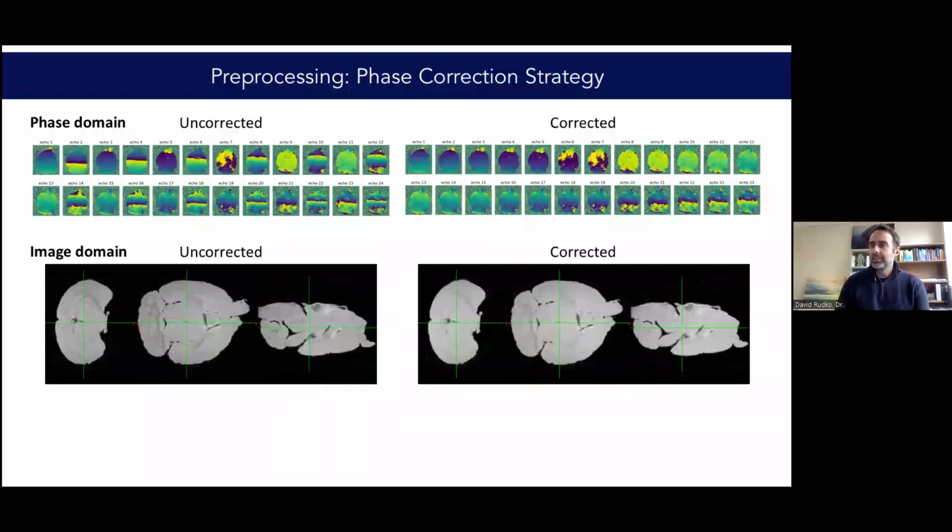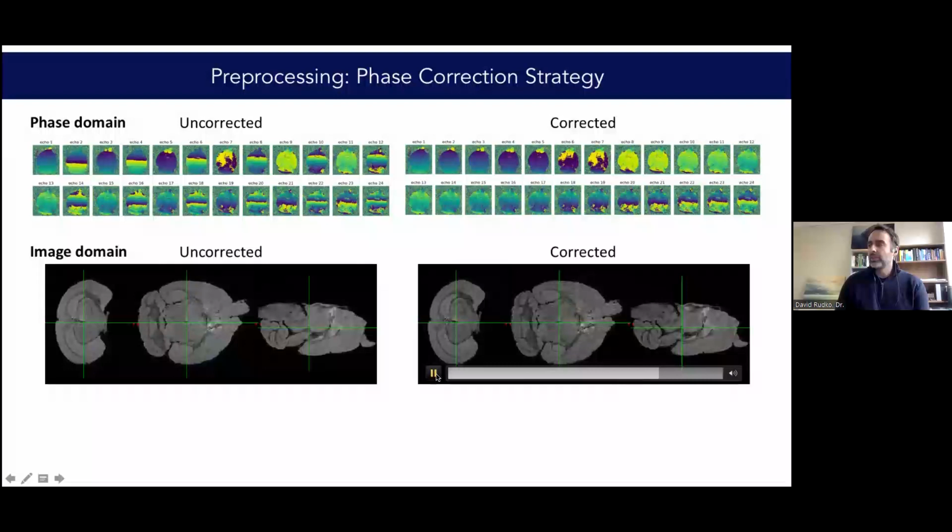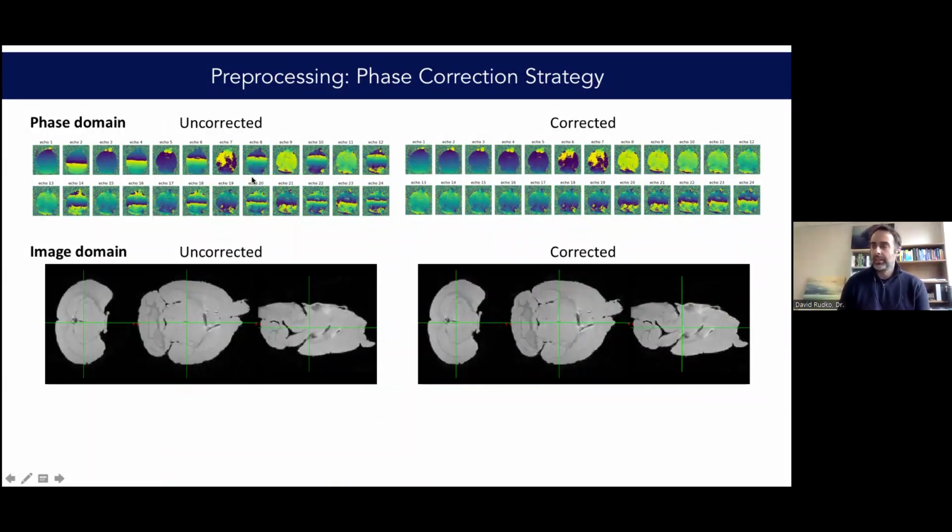And this is an example on the left of the uncorrected data showing the shift, the K-space phase ramp that Vlad alluded to. And on the right, after correction, the image does not shift as much. And you can see from the phase images of all 24 echoes that the phase accrues more linearly as a function of time if you perform this K-space based correction compared to if you just use the uncorrected Bruker phase data.